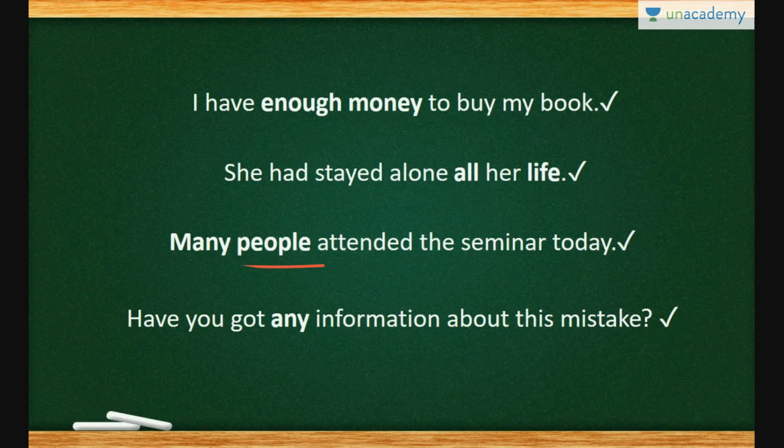Now have you got any information? Now information is an abstract noun. Once again it becomes uncountable. So you say any information. You can't say few information, right? Or any other countable adjective cannot be used.